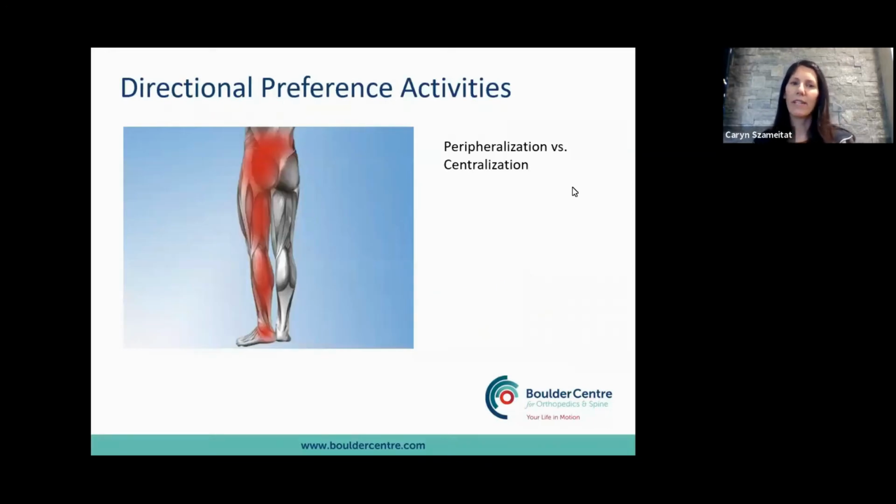The next category is called directional preference activities, and this one can be a little more confusing. So I'm going to take a few minutes just to differentiate these terms of peripheralization and centralization. So you can see on this lovely picture here, it's supposed to be demonstrating somebody with low back pain who is also dealing with some referred pain down their leg. When this happens, it's called peripheralization of your symptoms. Now, if that pain was to move up out of the leg and back towards the back, lessening the overall symptoms, that's called centralization.